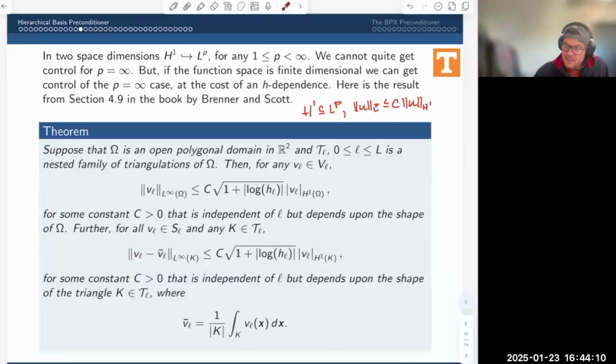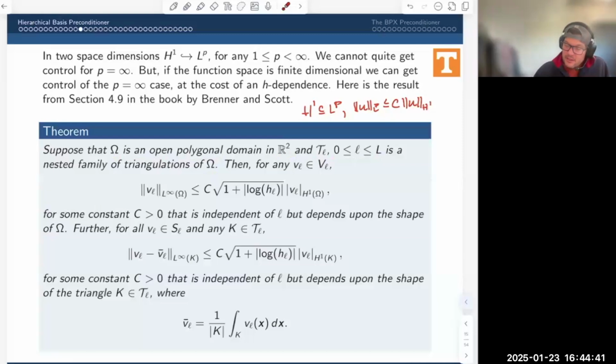However, this constant here is no longer going to be independent of the setting. It's going to have an H dependence in it. So here's what I mean in the final analysis. Suppose I have an open polygonal domain in R2. This result only works in R2. Suppose that I have a nested triangulation, as usual, of the domain omega. It goes from the coarsest level up to the finest level. Coarsest level is 0, finest level is capital L.